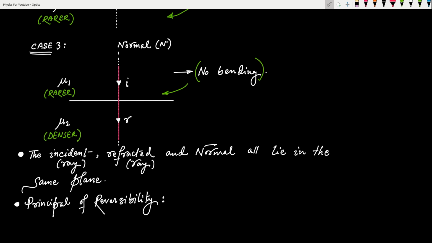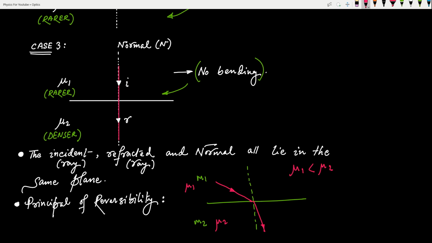Now the last thing is the principle of reversibility. Let me draw this and it will be simple. This is the normal. This is, suppose, medium 1 and this is medium 2. Now the principle of reversibility says that, let me pick another color, suppose this is the ray coming from medium 1 and entering into medium 2. Now this is mu1 and this is mu2. If mu1 is smaller than mu2, that means the second medium is optically denser. Therefore the ray will move towards the normal, isn't it? I hope this much is clear.